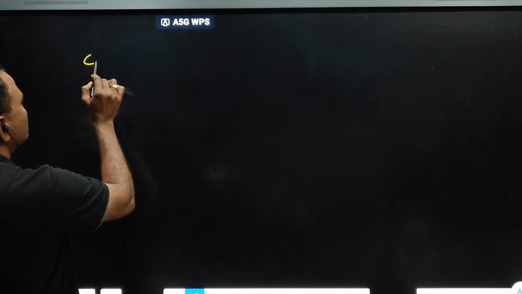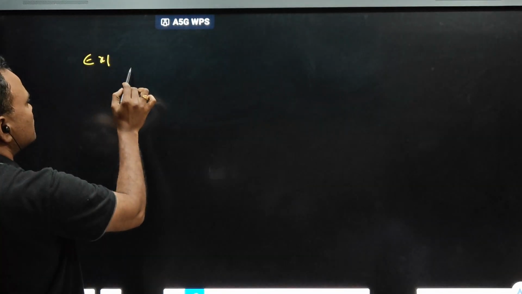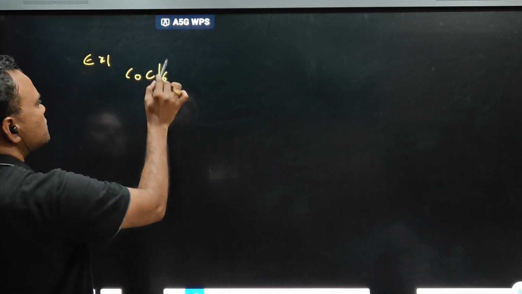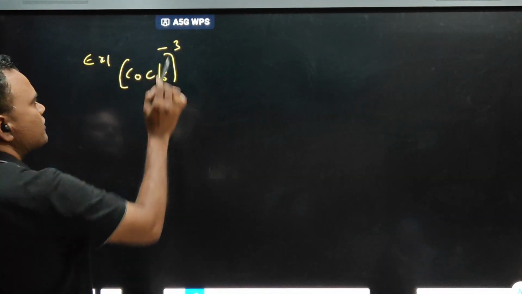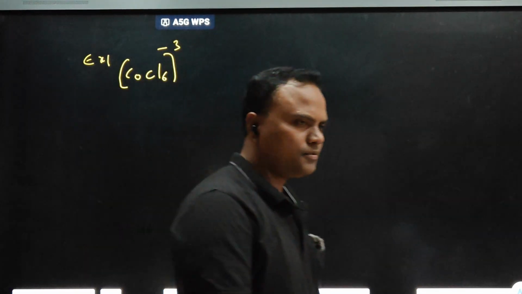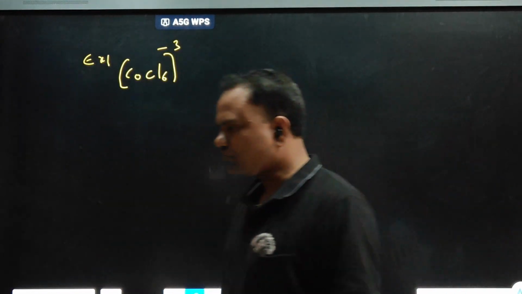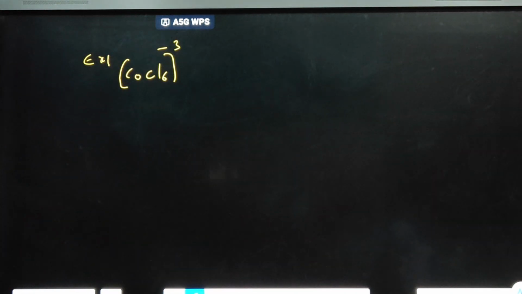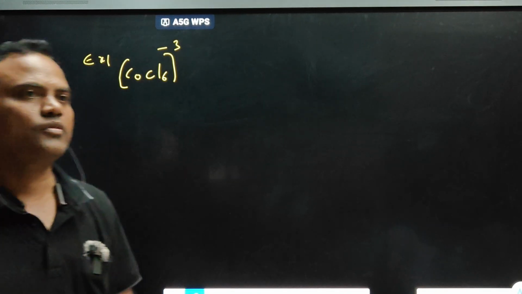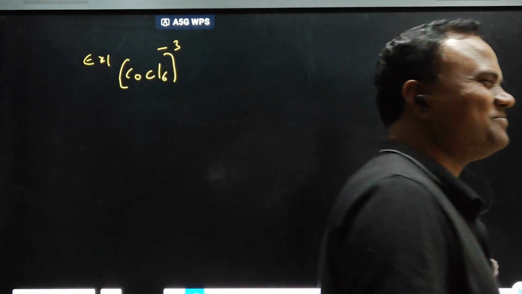One example, [CoCl6]3-. [CoCl6]3-. Online students, what is the oxidation state of cobalt? What is the cobalt oxidation state?